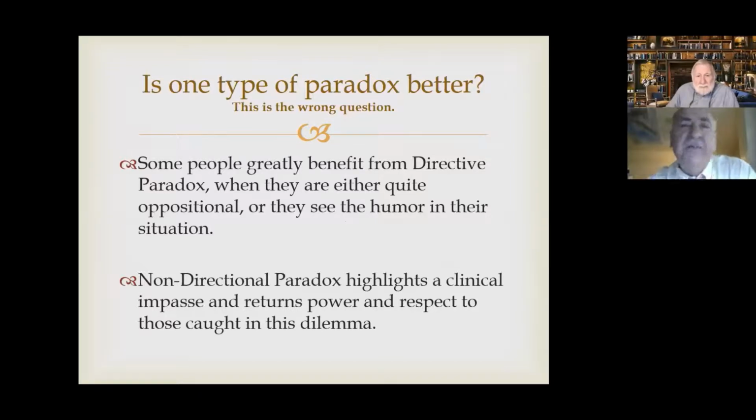So the question is often asked, is one type of paradox better? And I'd like to suggest it's the wrong question. Some people greatly benefit from directive paradox. They're either quite oppositional and they respond to that sort of directive, or they see the humor in their situation and it works the way Frankl had hoped it would work. Non-directional paradox highlights clinical impasse and returns power and respect to those caught in this dilemma. So they both are viable, both have advantages, and neither is perfect for every situation.